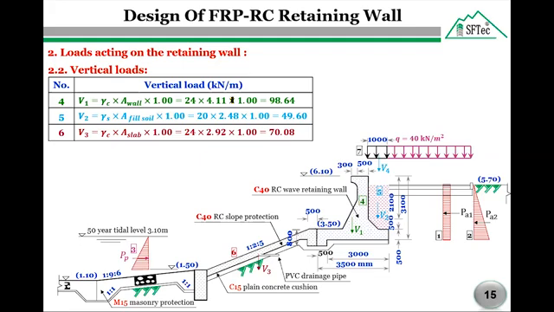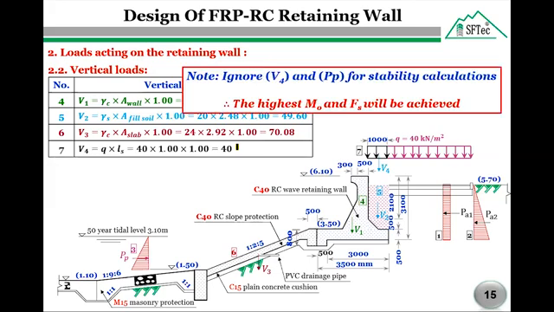70.08 kilonewton per meter. The vertical load V4 due to the acting live load surcharge equals 40 kilonewton per meter square. Note the vertical load V4 due to live load surcharge and the lateral load due to the passive earth pressure P_p here from water will be ignored for stability calculation. So why? In order to achieve the highest overturning moment and sliding force.